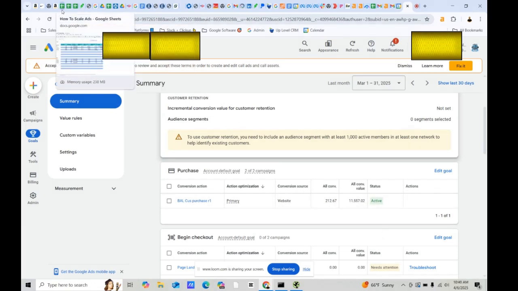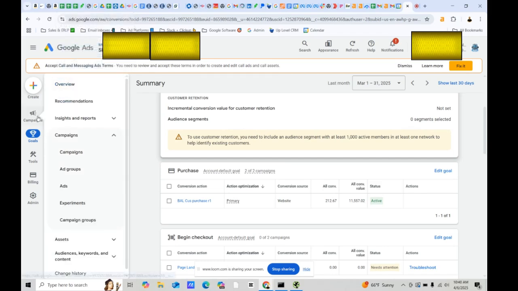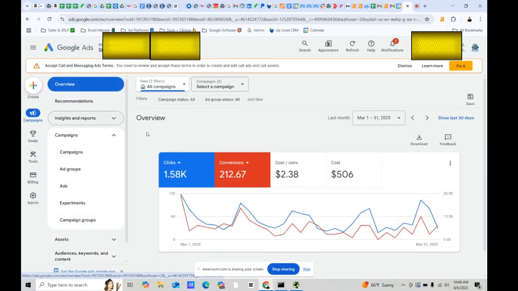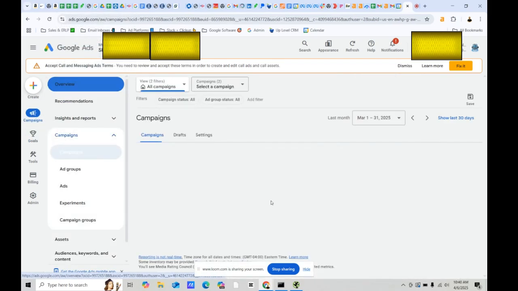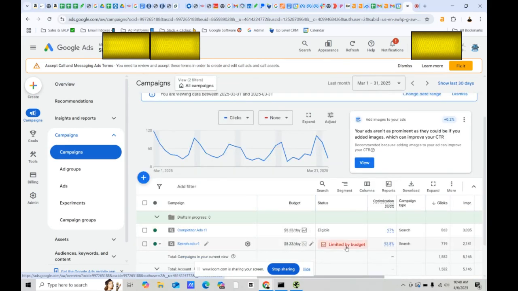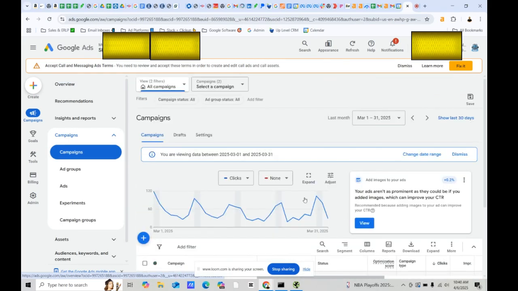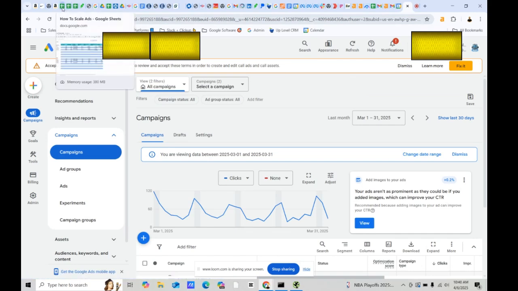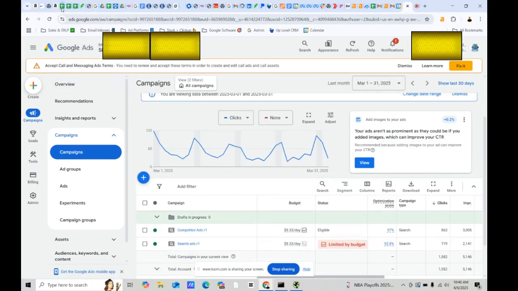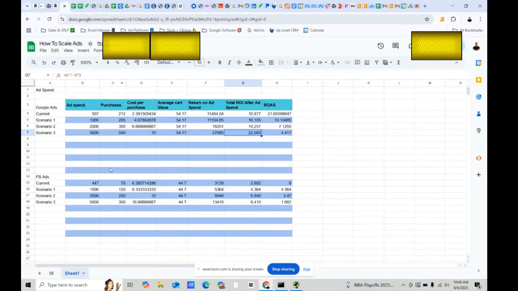If we're like, hey, we want to make more money next month. Well, first, is it limited by budget? Let's look at it. Campaigns. And yes, it is. Fantastic. Okay. So let's go to the ad account, and we can at least scale one of these and increase the budget. Okay. So scenario one, this is our current scenario.